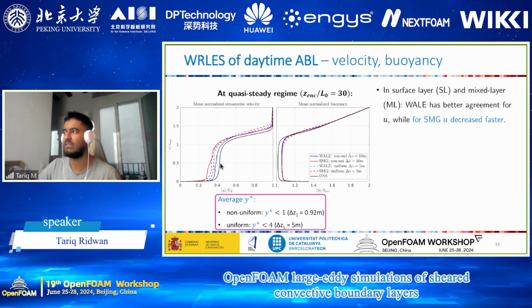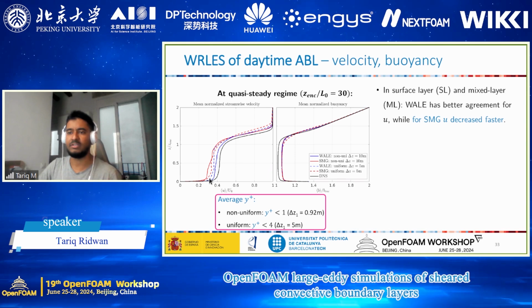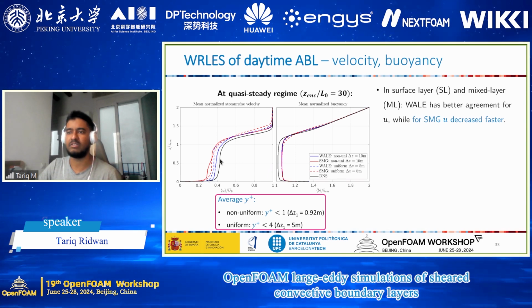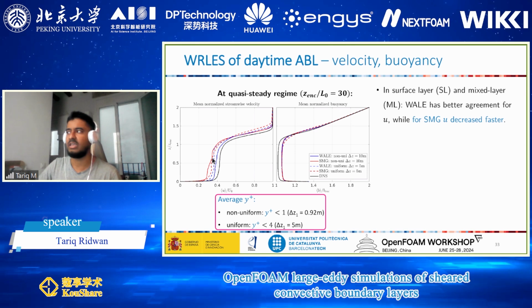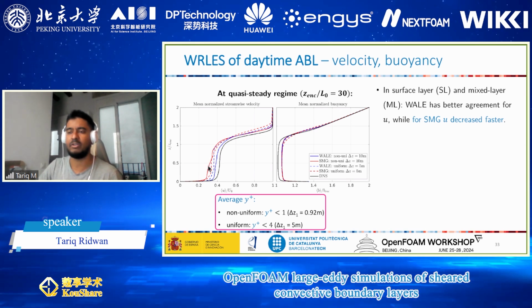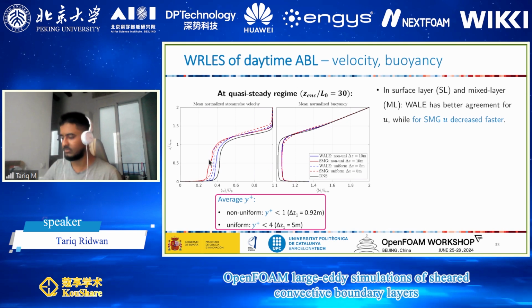And moving to the results, we have the streamwise velocity. We can observe that the WALE has better agreement for the streamwise velocity in the surface layer and also in the mixed layer, which is the boundary layer. However, the Smagorinsky prediction of U velocity is lower, which decreases faster.